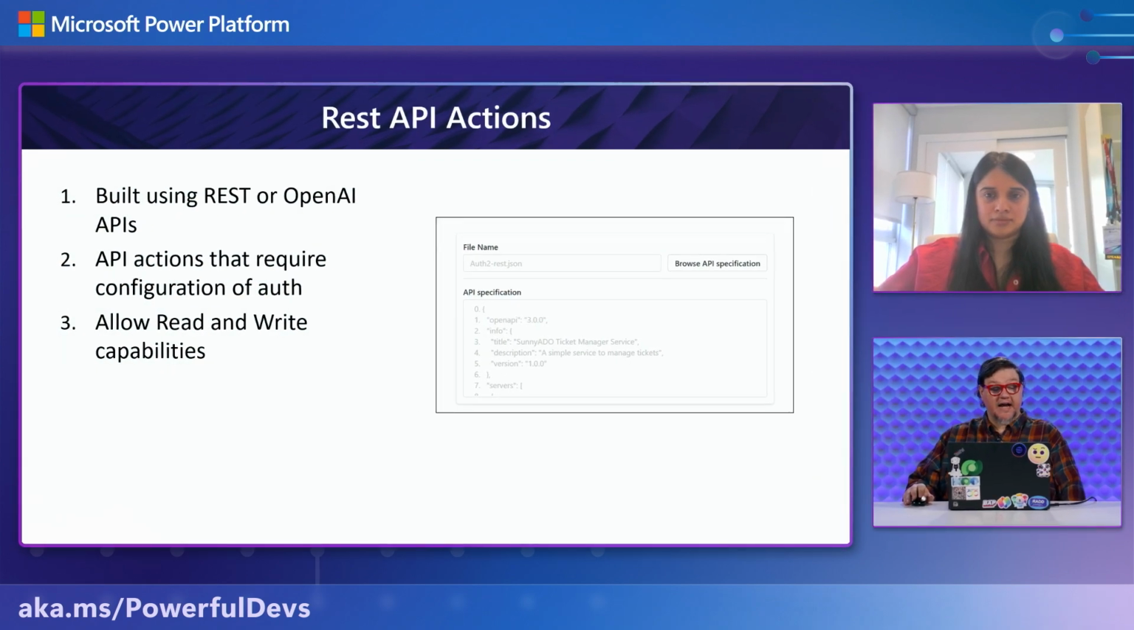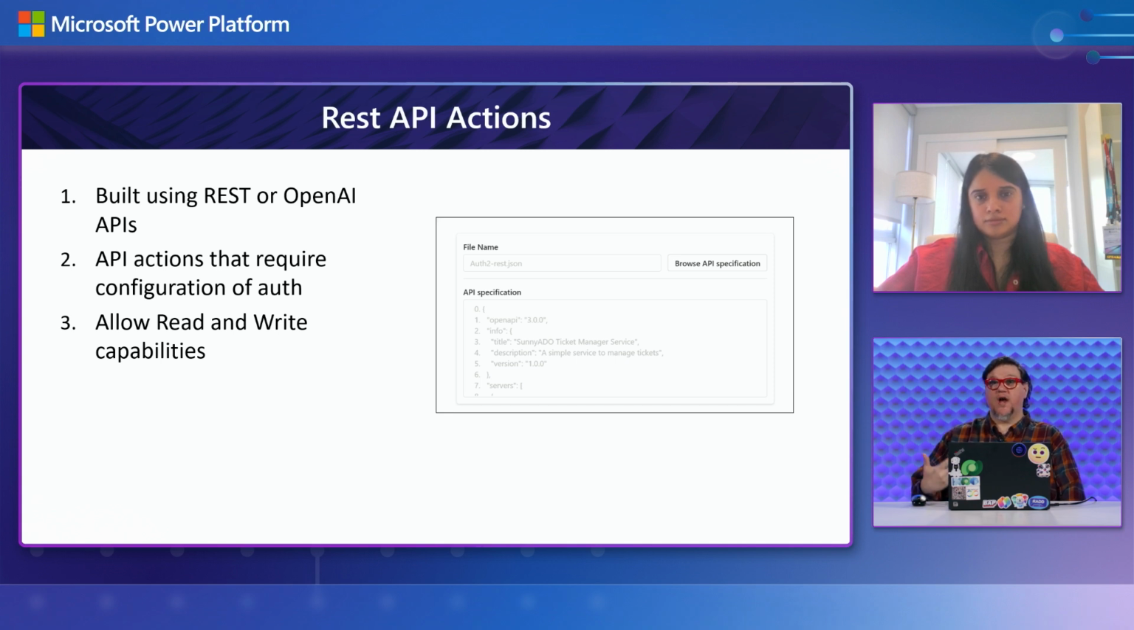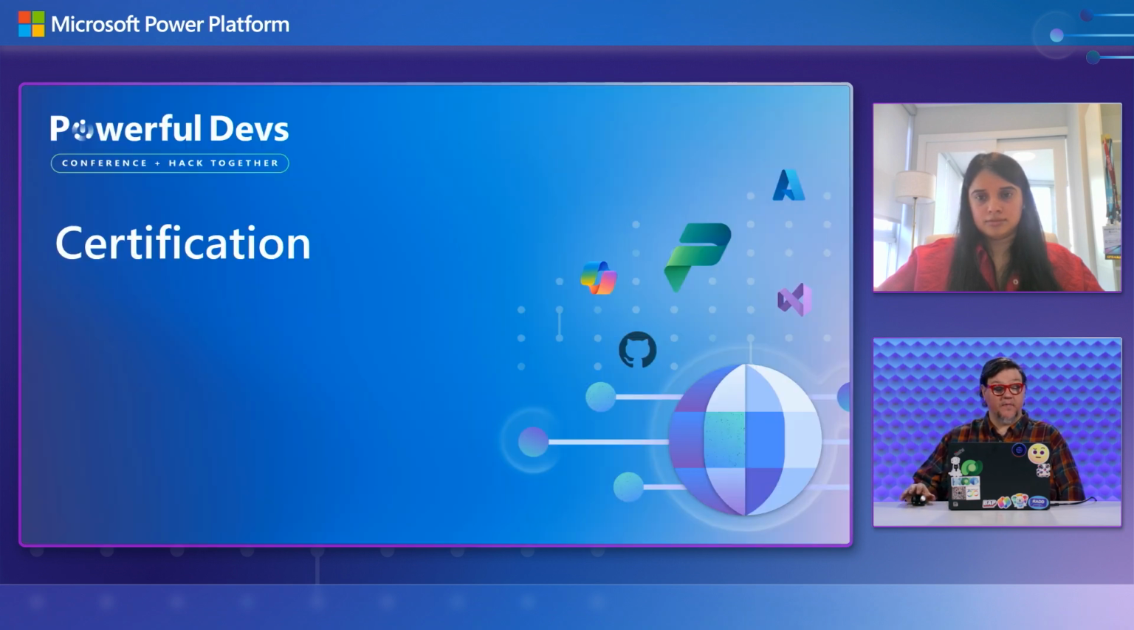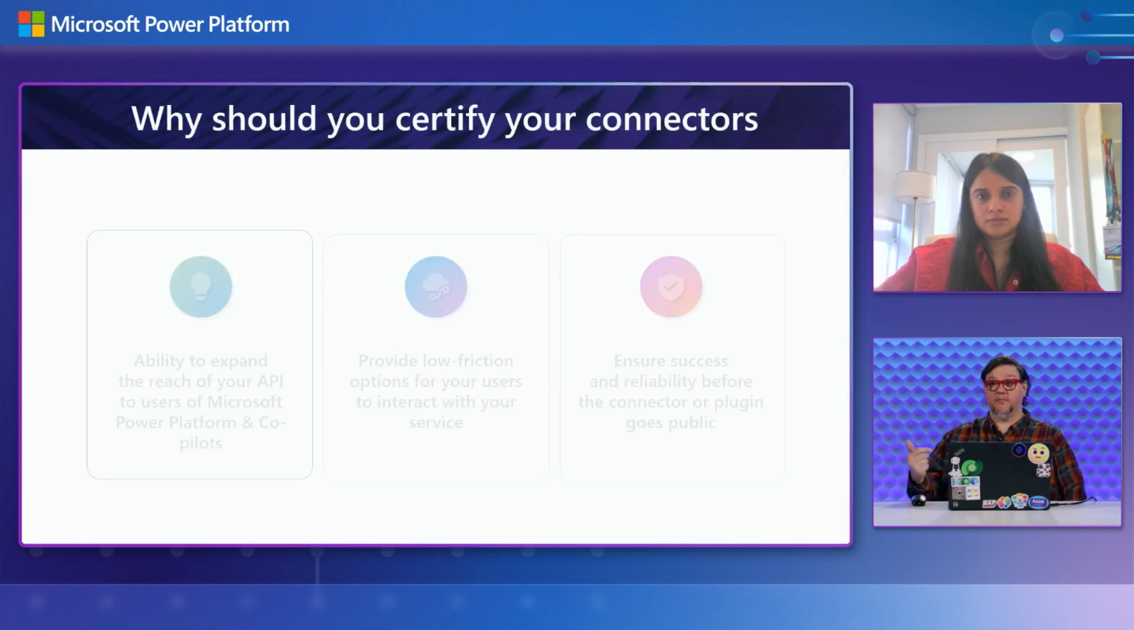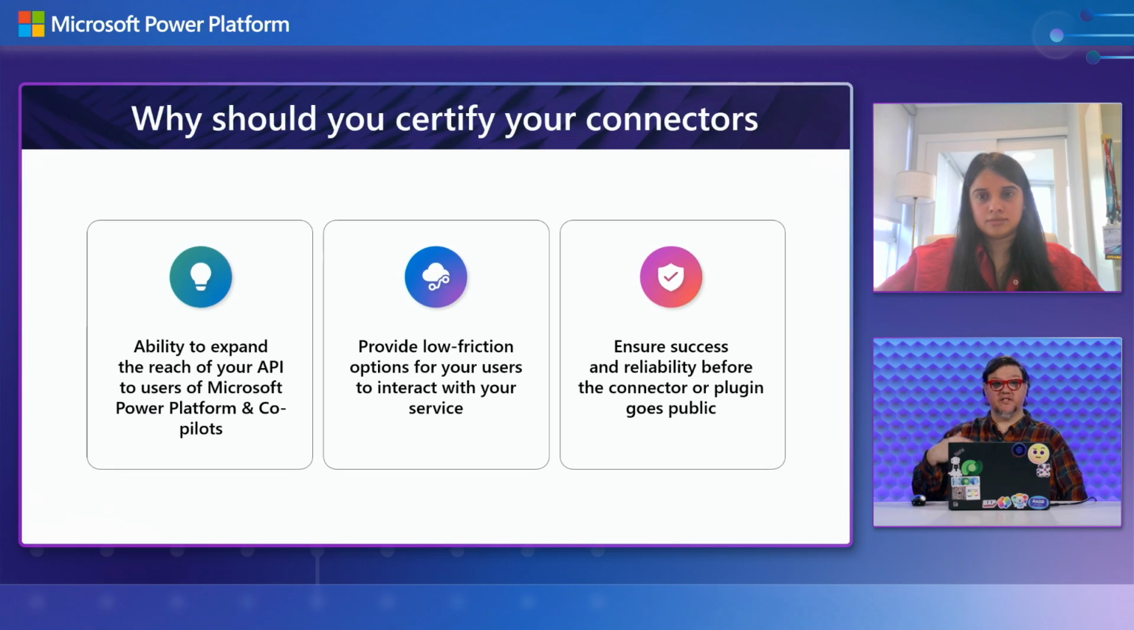So the REST API actions that we mentioned, we are utilizing these REST API actions or OpenAI APIs that can be built and that require you to configure them, and they do have read and write capabilities. And once you have those available to you, I want to talk a little bit about certification these last few moments. Certification allows you to take any of these custom connectors that you've created or these APIs and submit them for use to a wider audience.